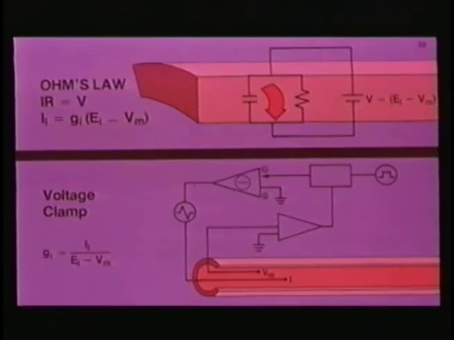In summary, we have discussed a rearrangement of Ohm's law which allows the calculation of ionic conductance from experimentally derived data. A short and simplified discussion of the voltage clamp technique, which is used to determine the voltage across the membrane and to measure current flowing through the membrane, has been presented.